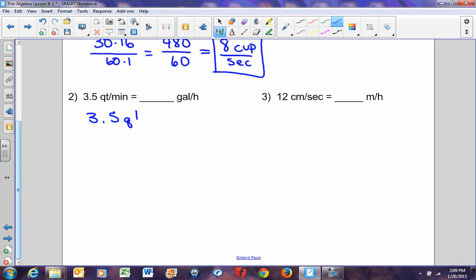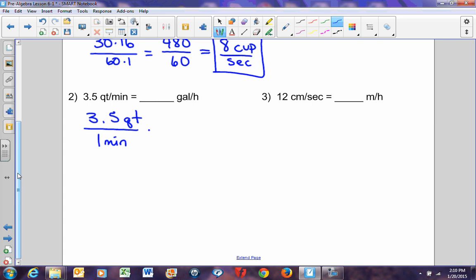3.5 quarts in 1 minute. And I can't convert both of them at the same time. I need to convert quarts to gallons, and then I need to convert minutes to hours. It doesn't matter which one I convert first, but you cannot convert them simultaneously.